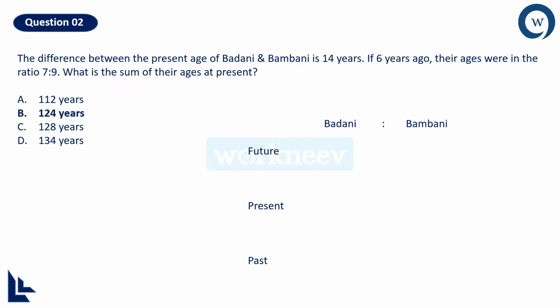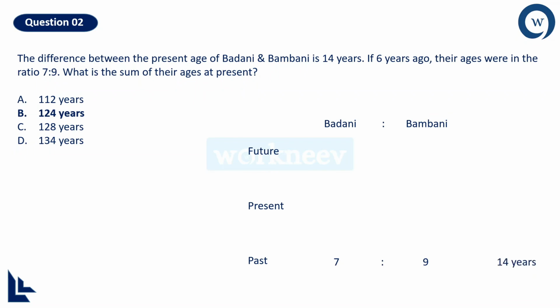You can say 6 years ago, the ages were in the ratio 7:9. That means I have to write them in the past. 7:9 is the age ratio of Badani and Bambani 6 years ago. And now we have understood one thing, no matter whether it is past, present or future, the difference in the ages of two individuals will never change. So even 6 years ago, the difference between their ages was 14 years only.